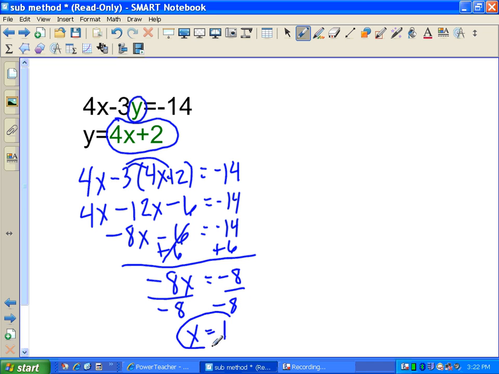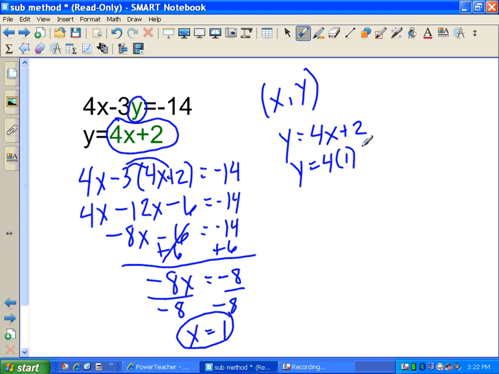Again, we're only halfway finished. We need to find both the x and the y intersection point. So we're going to take the second equation, y equals 4x plus 2, and replace the x with 1. So it's going to be 4 times 1 plus 2, or y is equal to 4 plus 2, y is equal to 6. So it looks like our intersection point is 1, 6.